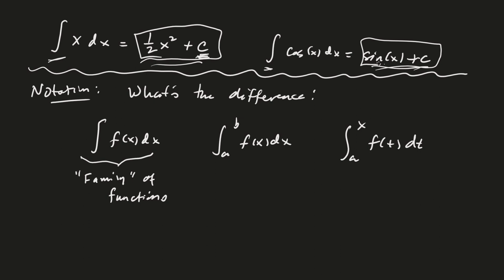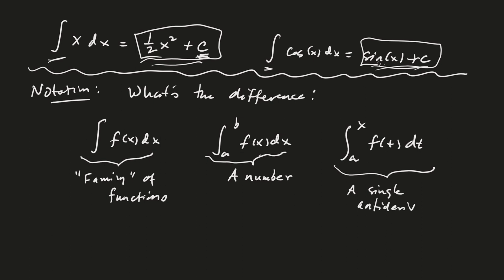Good. What is this? That's the definite integral, right? This is actually a number. So this isn't even a function, this middle thing. And what's this last thing? A single function, a single antiderivative. So it's a single function.